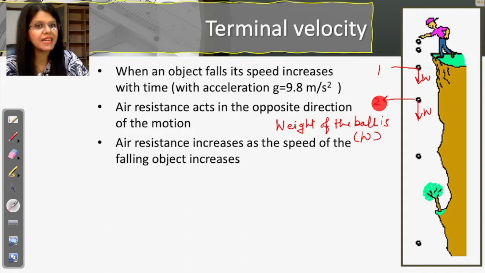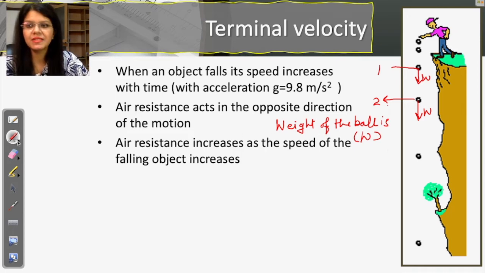Speed of the ball is higher at point 2 because it has dropped more. This is what this point says. When a ball falls, its speed increases with time. So at point 2, the air resistance is higher. In which direction will the air resistance act? Air resistance will act in the opposite direction of the motion.